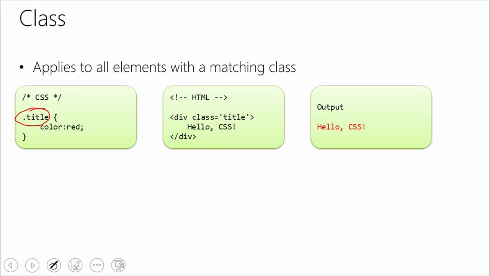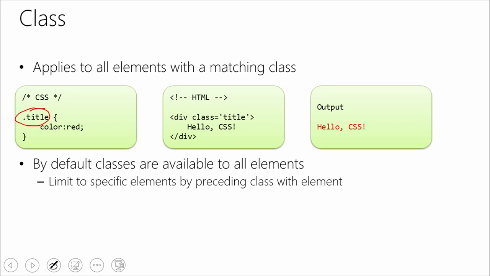Well, fortunately, I can say I only want a class to work on a particular tag type. And the way that we do that is just by putting in that little tag name right at the very beginning. So now you're going to notice that I've got div.title. So that's only going to apply to div tags.